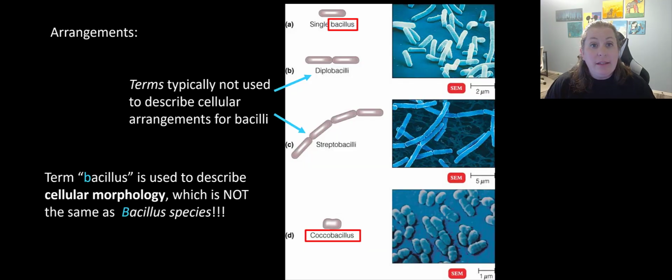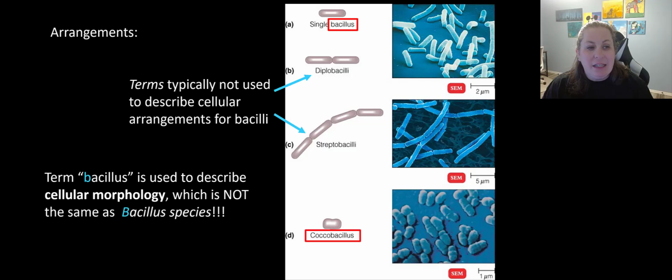All right, so let's look at some of the arrangements that bacilli will do. Remember, they don't do as many. And so when we look here, we do see a lot of times they will come in that single bacillus form that you see in that first picture. And sometimes they will come in what we call the diplobacilli and the streptobacilli. But these terms are typically not used to describe the cellular arrangement for bacilli groups. So we don't necessarily call them diplobacilli or streptobacilli, like we saw with Diplococcus or Streptococcus.